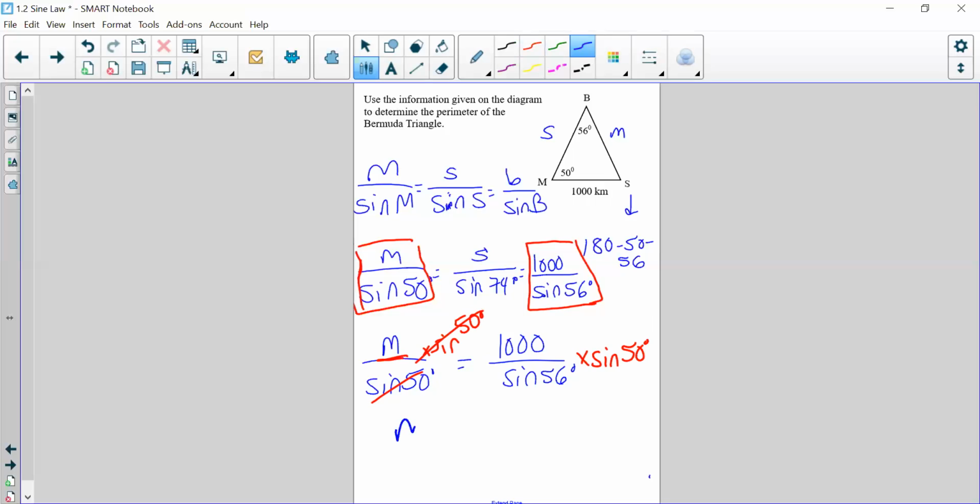I'm just going to grab a calculator. You will definitely need to be comfortable with your calculator with all of your trigonometry formulas. If you use the fraction button, you can put 1,000 in the top, sine of 56 in the bottom. You'll have to close the bracket and then move right to get out of the denominator. Then hit times sine 50. And I'm getting side M to be 924.016, and so on. So I'm just going to round to 924 kilometers.